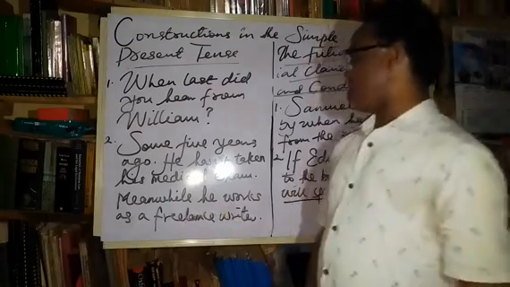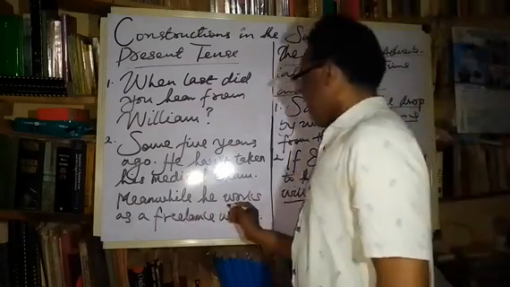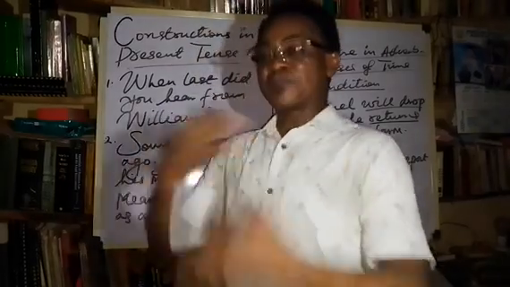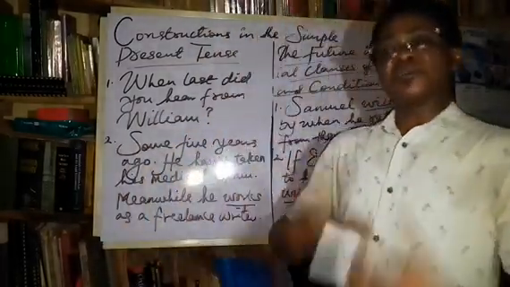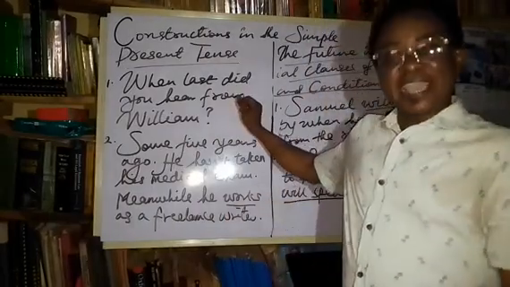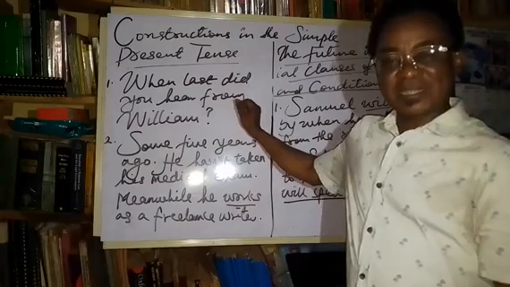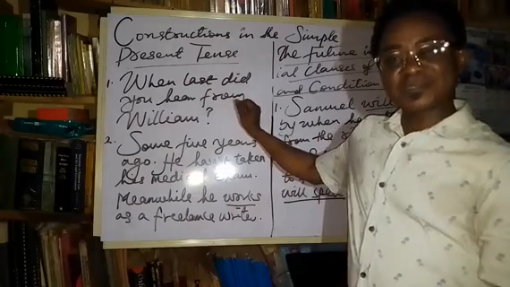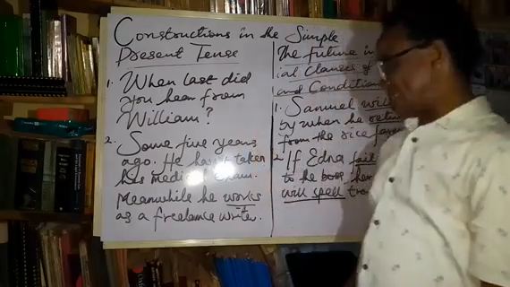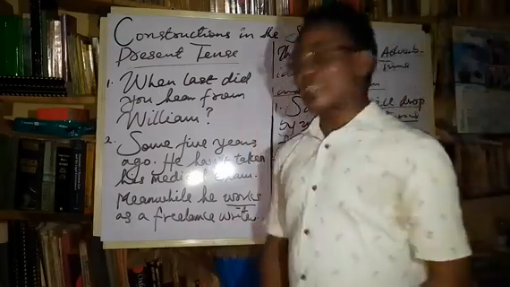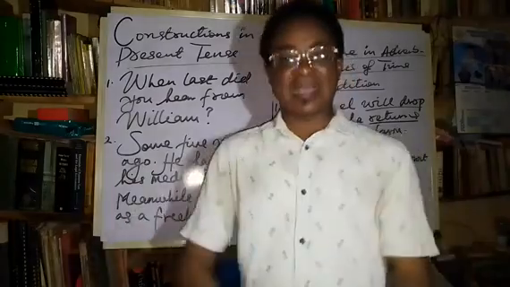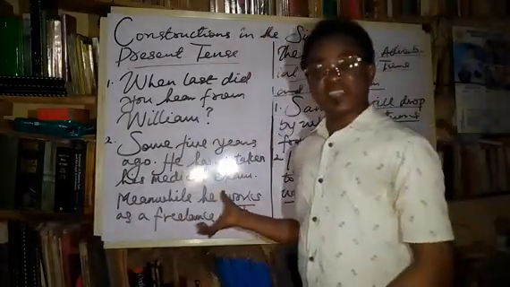Meanwhile, he works as a freelance writer. The verb in the simple present tense, works, does not just express a repeated or habitual action. It talks about someone's engagement at the moment, someone's occupation, someone's employment at the moment. The speaker does not mean that this is what he does regularly. He means that is his job at the moment.